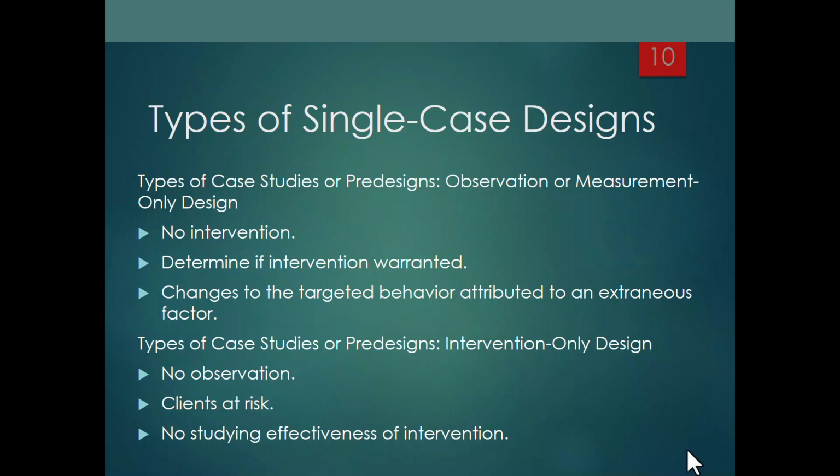So with the intervention only design, this is one where there is implementation of an intervention, but there's no observation of the targeted behavior before or during the intervention phase. This design is appropriate when the client is at risk of harming themselves or others. So this design does not allow for studying the effectiveness of an intervention because there's no measurement of the target behavior before or during implementation.